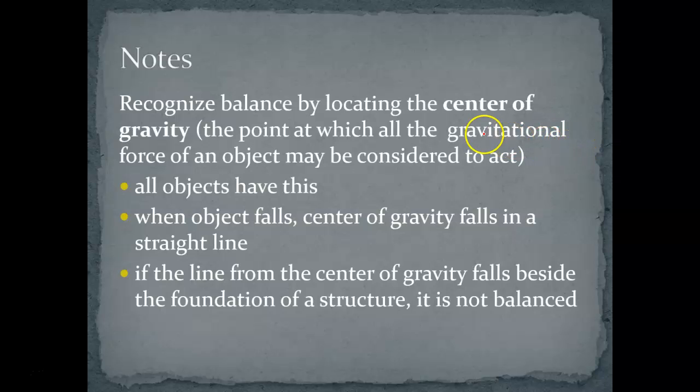Another thing that we need to do is locate the center of gravity. Now that's a point where all the gravitational force may be considered to act, and make sure that we have that over the base. All objects do have what we call a center of gravity, and when objects fall, the center of gravity falls in a straight line. Even as the object is moving over and crumbling over, the center of gravity just goes straight down. Right? If it falls beside the structure or beyond the base, it is not a balanced structure. It will fall over.